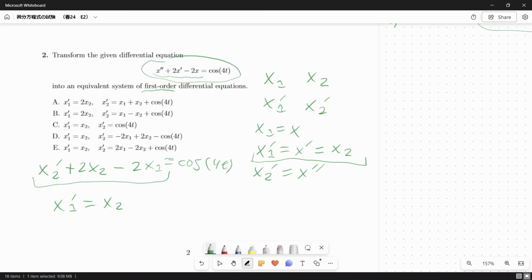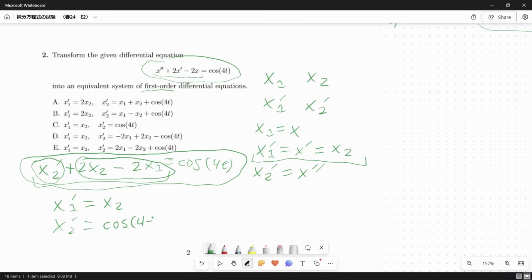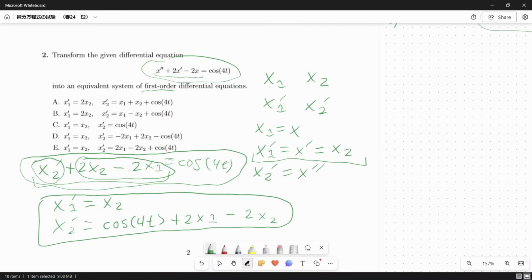And for that, it's just as simple as moving things around in this equation to one side so that you have x sub 2 prime isolated. So that's just as simple as moving these terms to the other side. So we can say that x sub 2 prime is equal to cosine of 4t plus 2x sub 1 minus 2x sub 2. And so this is our new system of differential equations.